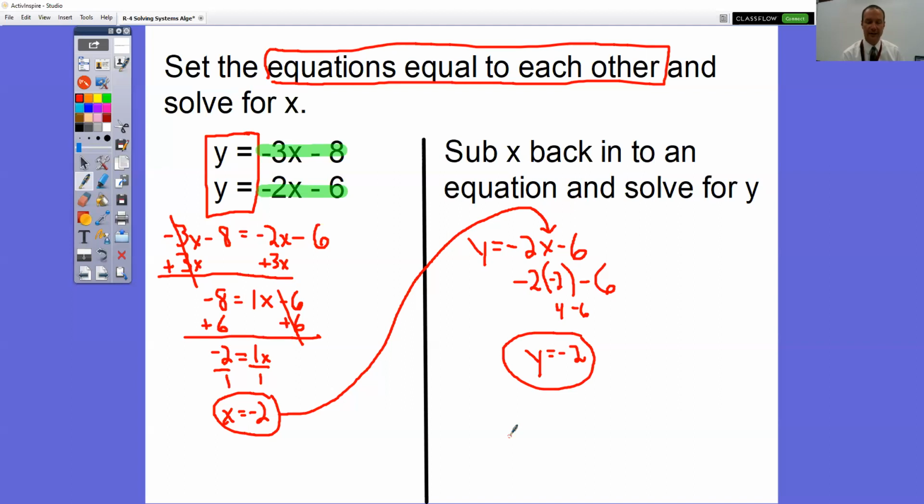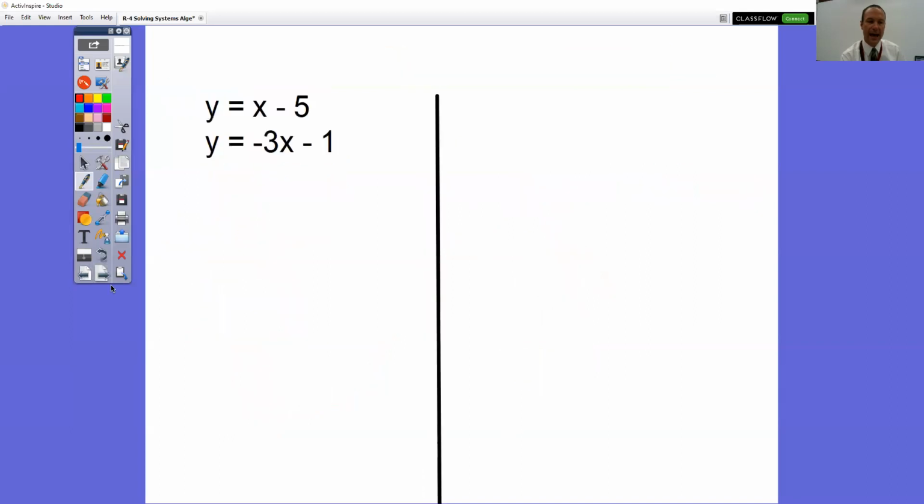So when you have a question like this, you want to set the 2 equations equal to each other, solve the equation that you have set up. You get your x value, sub it back in, and find your y value. Go ahead, and I'm going to give you about a minute and a half. Go ahead and try this one on your own, please. The first thing that you want to do is set those 2 equations equal to each other. Go ahead and try this one, please.